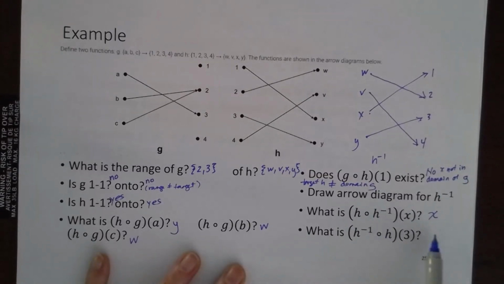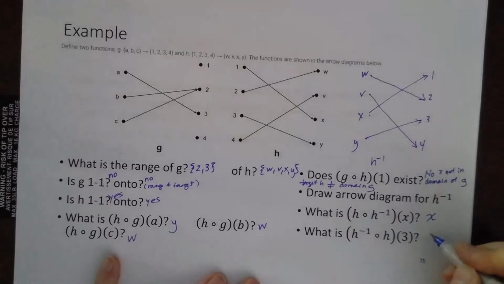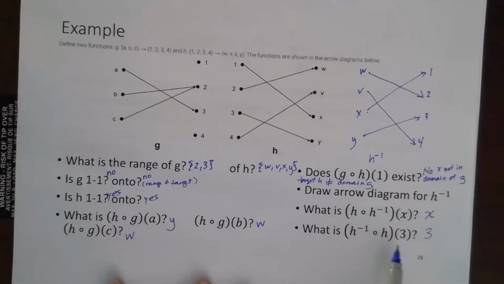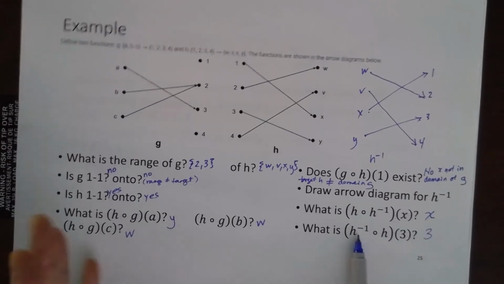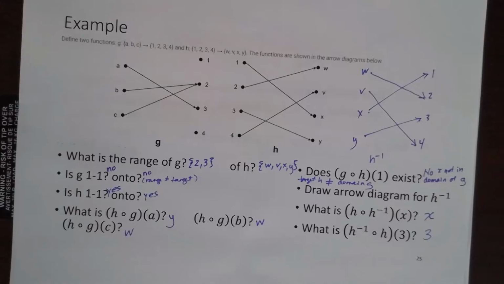I mean, you can guess what this one is. 3. But let's verify it with the picture. When I do H of 3, I get Y, and when I give Y to H inverse, I get 3. So indeed it is 3. It would be bad; we would have done something wrong if we didn't get that.